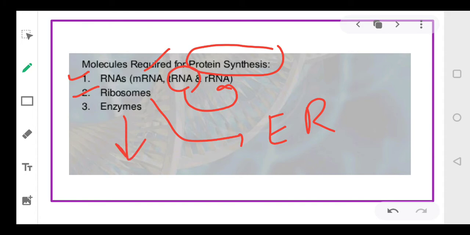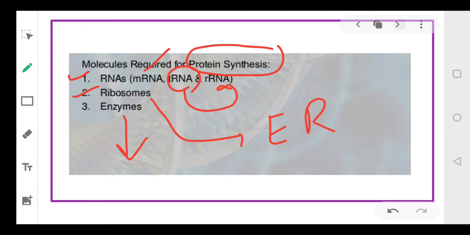And the third is the various enzymes, the enzymes which will help in the formation of amino acids. So during this process, 3 things are a must. First is RNA, second is ribosomes, and third is enzymes.